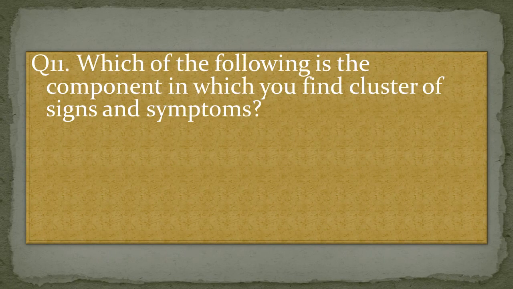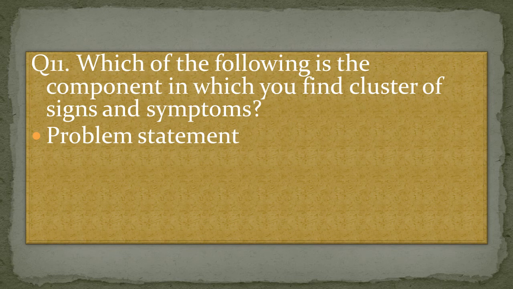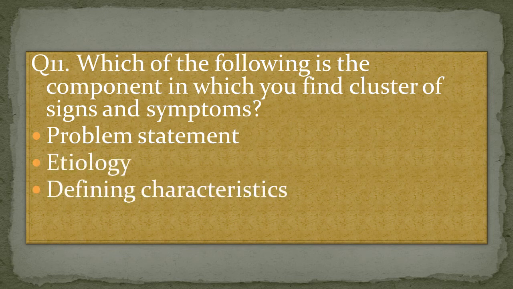Question number 11. Which of the following is the component in which you find a cluster of signs and symptoms? Problem statement, etiology, defining characteristics, all of the above. So here option C is the correct one.